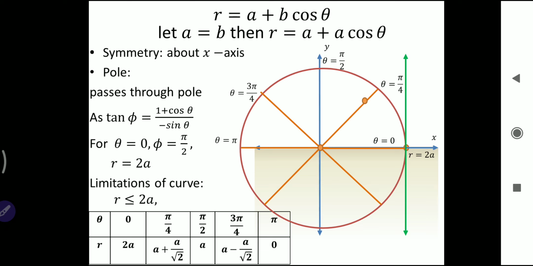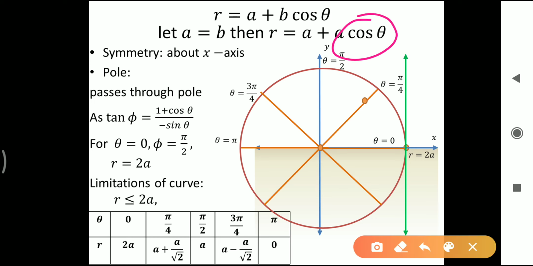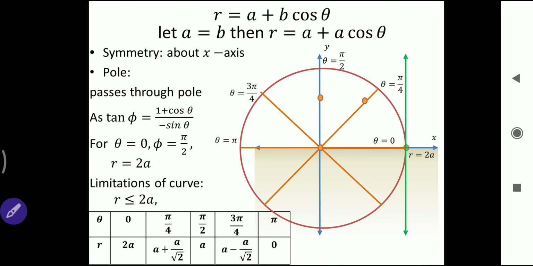So see, this is the point. Then when you put theta equal to pi by 2, this part will be 0, and you are going to get r equal to a. That is, the length of the radius vector will be a in that case. So this is the point, which should be a bit less than the previous point. Then when you put theta equal to 3 pi by 4, your value of r is a minus a by root 2, so it should be less than a. See, it is below a. And when you put theta equal to pi, you are going to get r equal to 0, so it is on the origin.